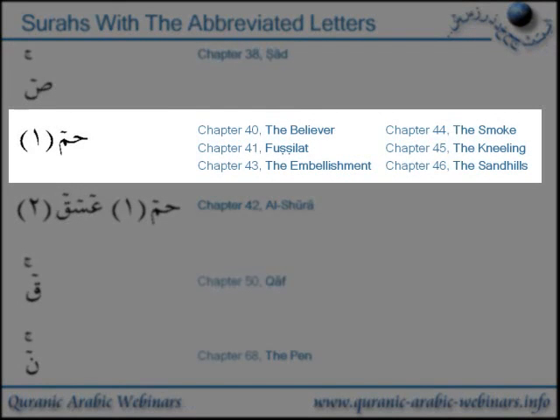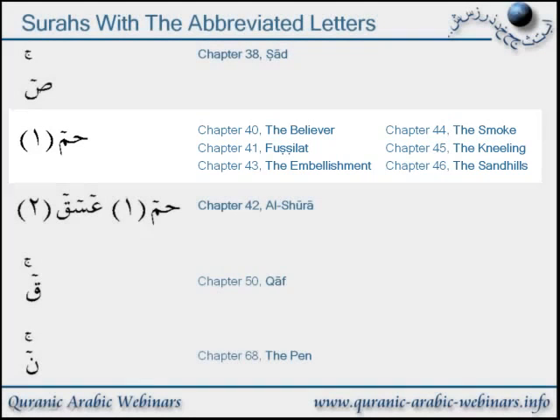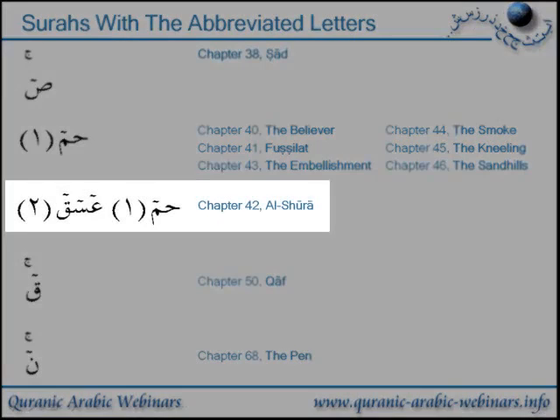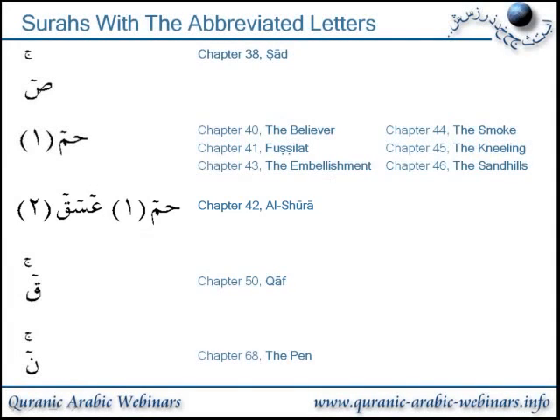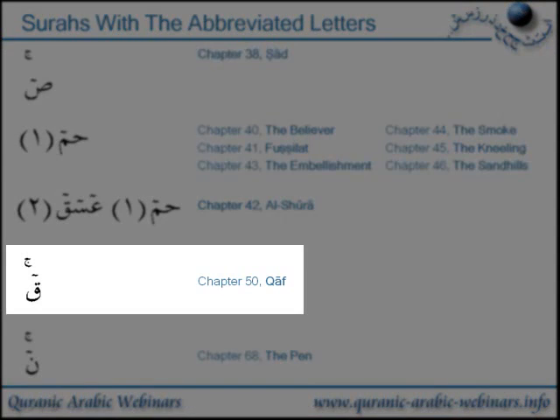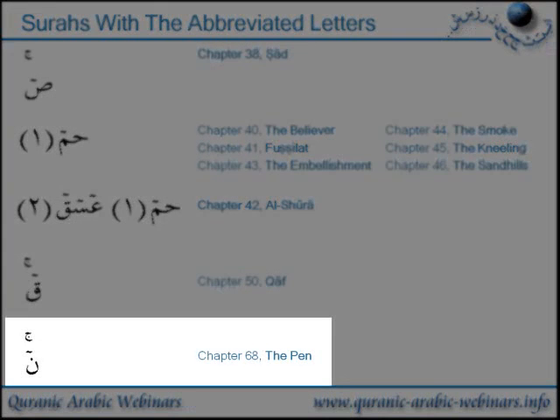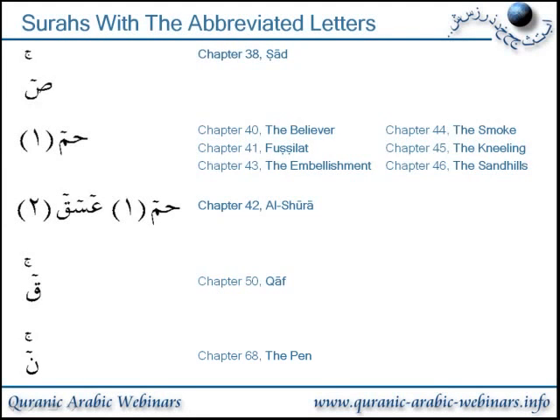Then we have Ha Mim, which is Surah 40, 41, 43, 44, 45 and 46. And then we have this Surah 42. They actually have 2 lines with 2 sets of these abbreviated letters. So the first one is Ha Mim, and then the second sentence is Ain Sin Qaf. Then Surah 50 starts with Qaf, and Surah 68 starts with Noon, and the 2 little jeems there are again for stopping or pausing, which we covered in the other lesson on stopping and pausing signs.